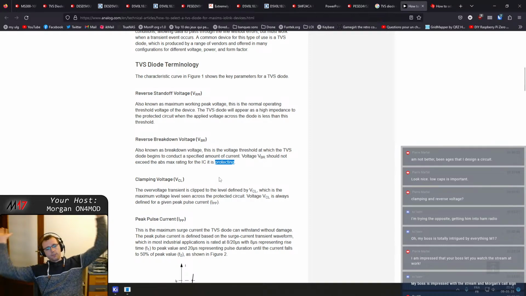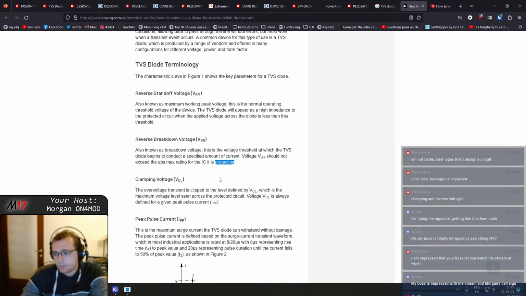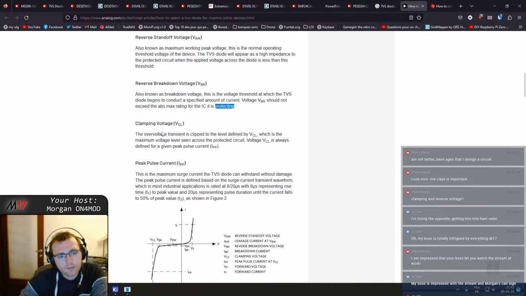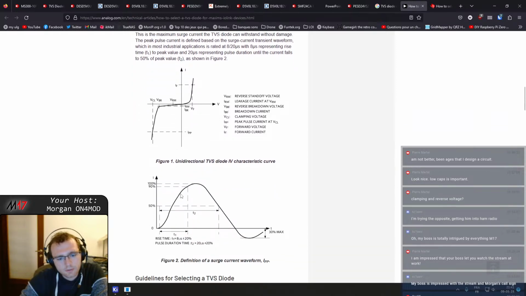Yeah, and I have no idea what the absolute maximum rating of the IC is, but I would guess it's between 4 and 6, something like that. We will have to have a look. Clamping voltage. The over voltage transient is clipped to the level defined by VCL, which is the maximum voltage level seen across the protected circuit. Yeah, oh yeah, I like this diagram.